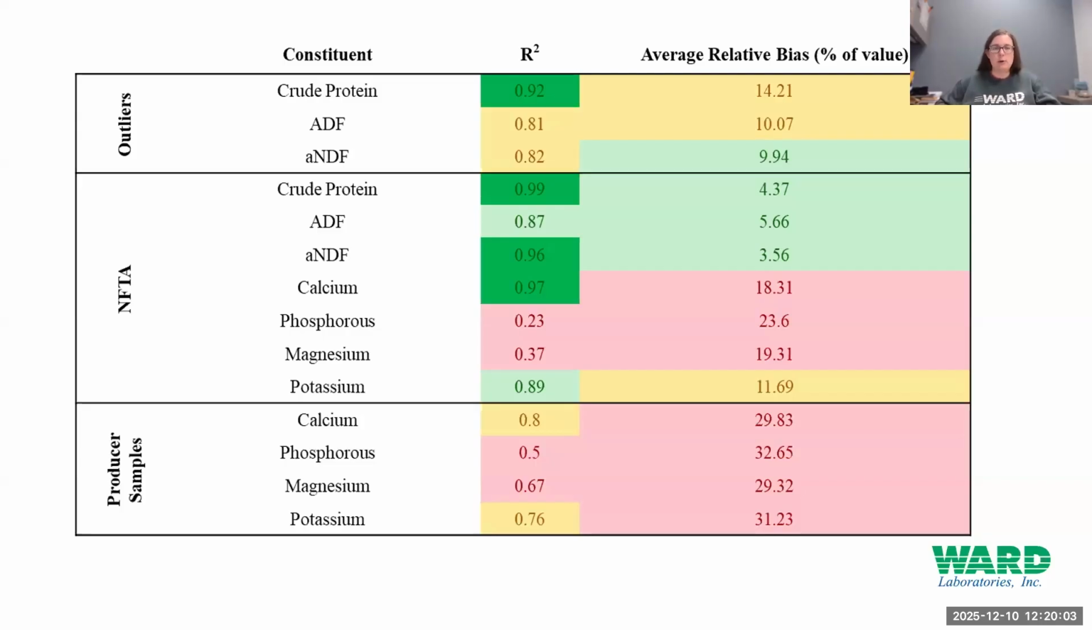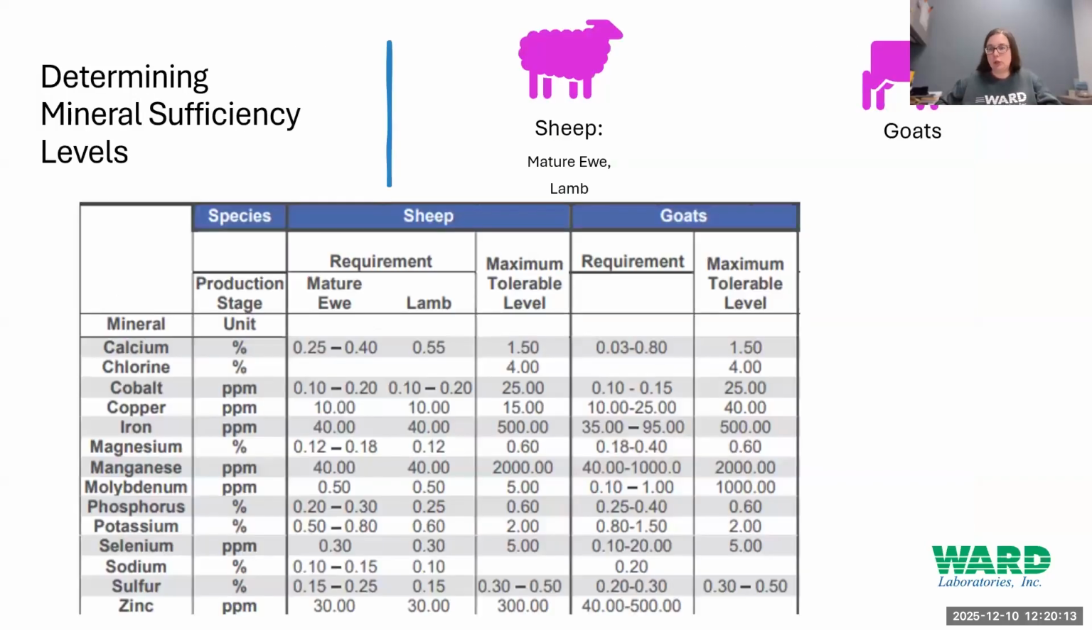And then when we looked at the producer samples, so the slide I just showed you before, you can see the R square is pretty far off from 1, especially looking at phosphorus and magnesium. Okay, so that's my soapbox on why you need to ask for NIR plus minerals, ran wet chemistry, and not just rely on those NIR data points.